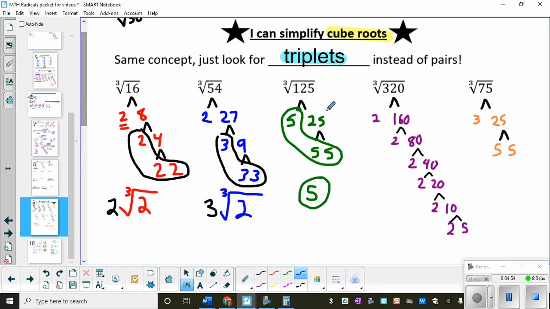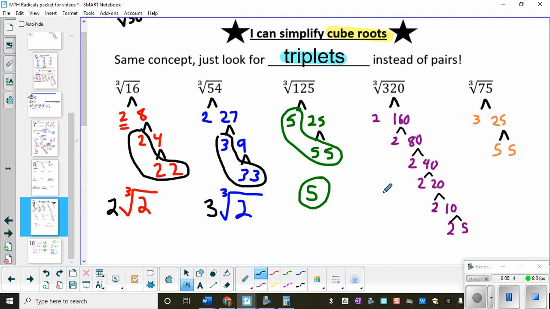All right, so we took care of the first three. Now let's take a look at this example here in purple. So we've got the cube root of 320. So again, just break down that prime factor tree. It's a 2 times 160, which is a 2 times 80, which is a 2 times 40, a 2 times 20, a 2 times 10, and a 2 times 5. So we've got a lot going on here with this one.